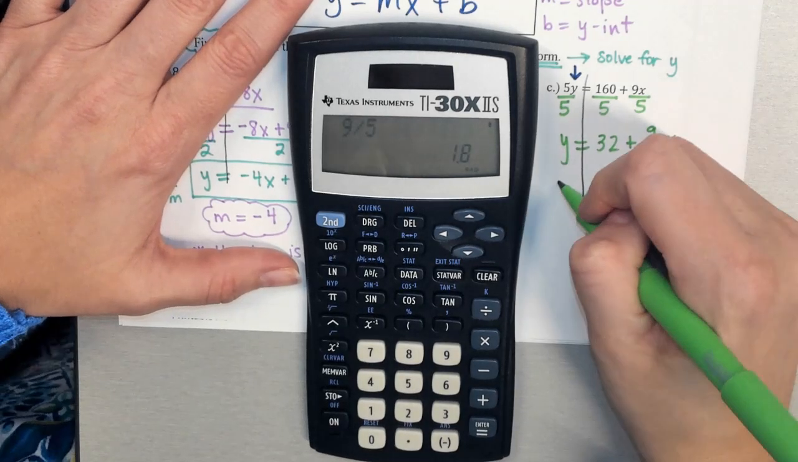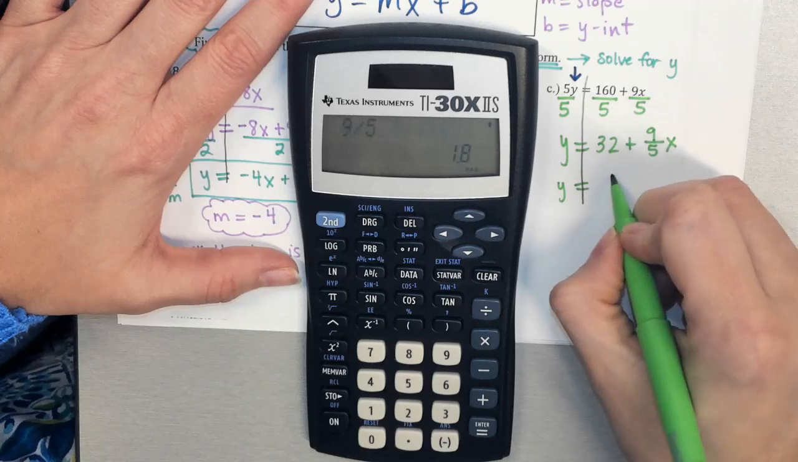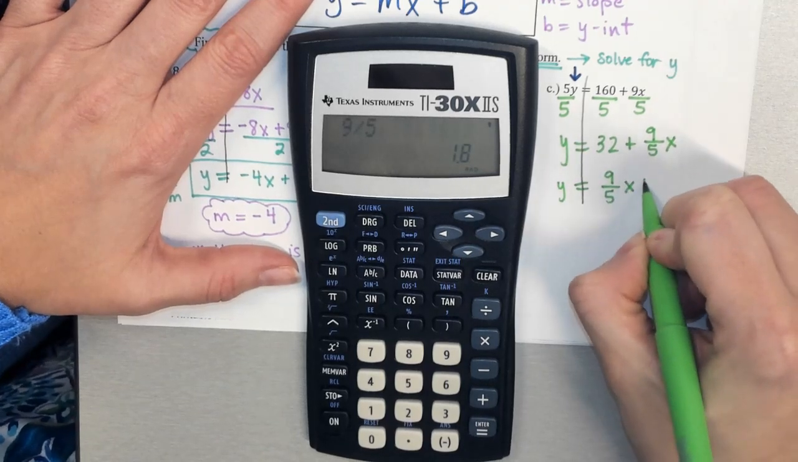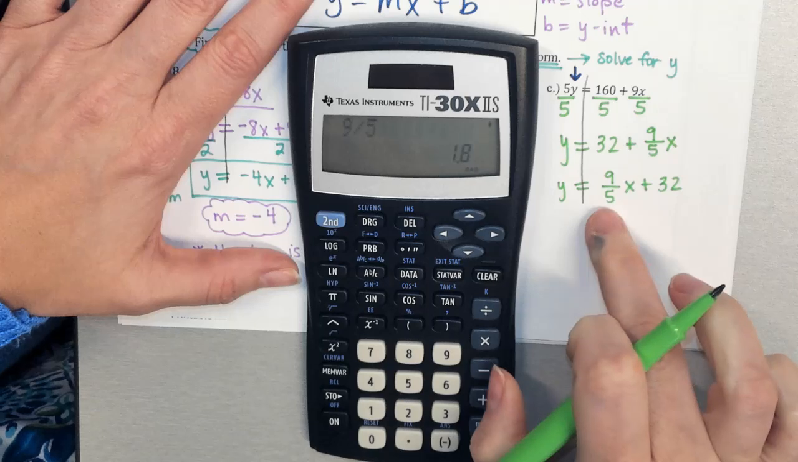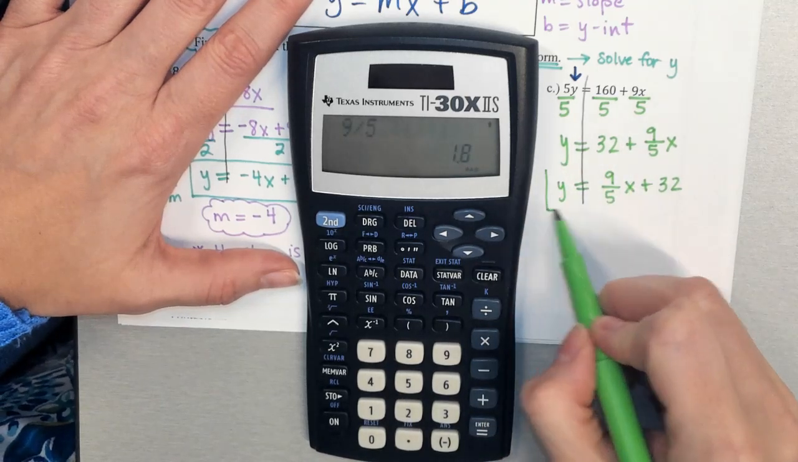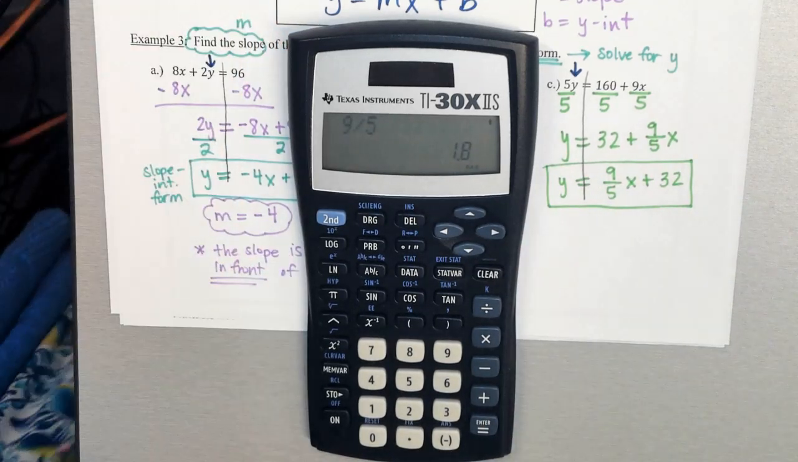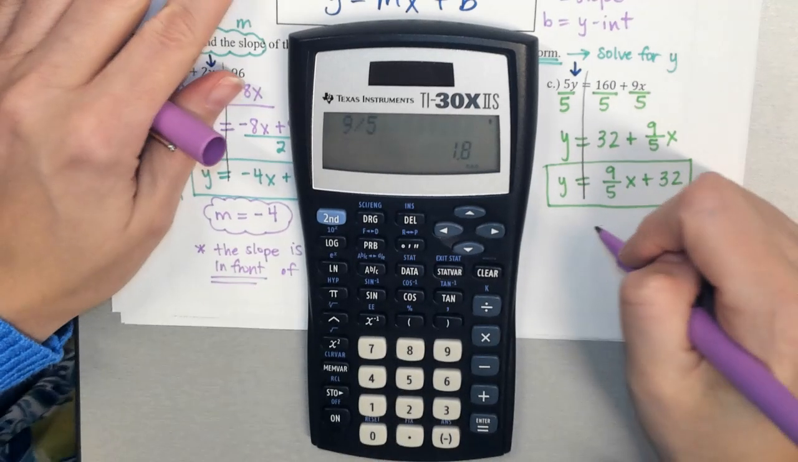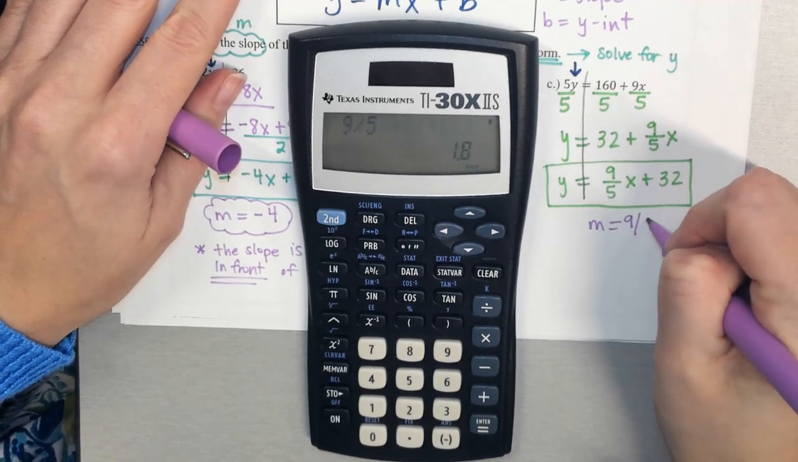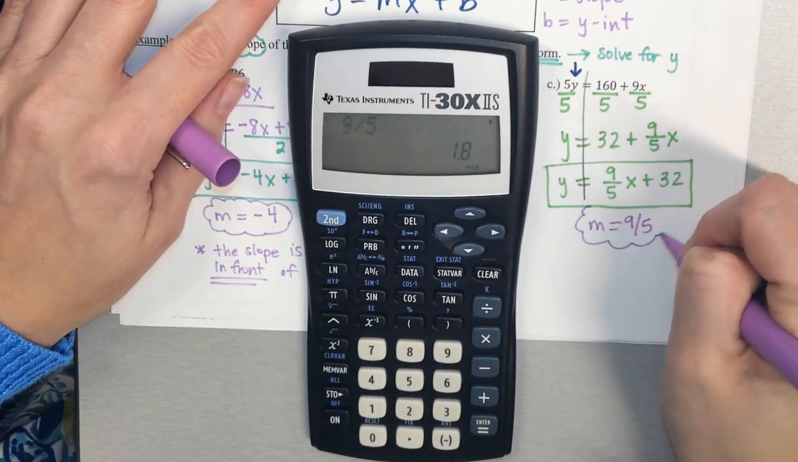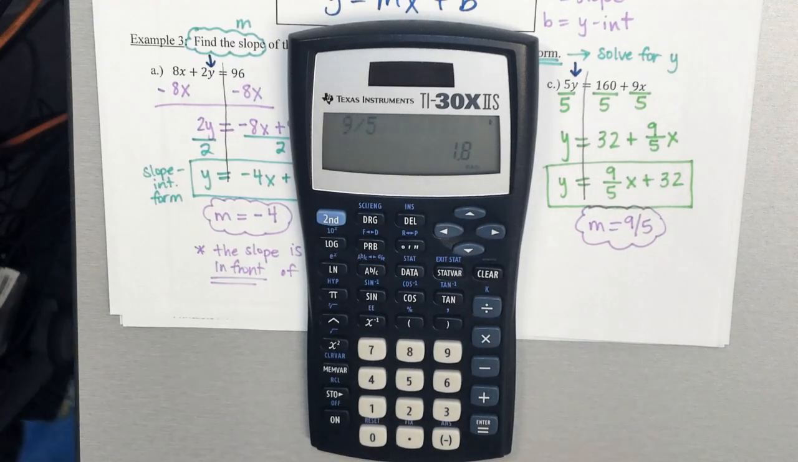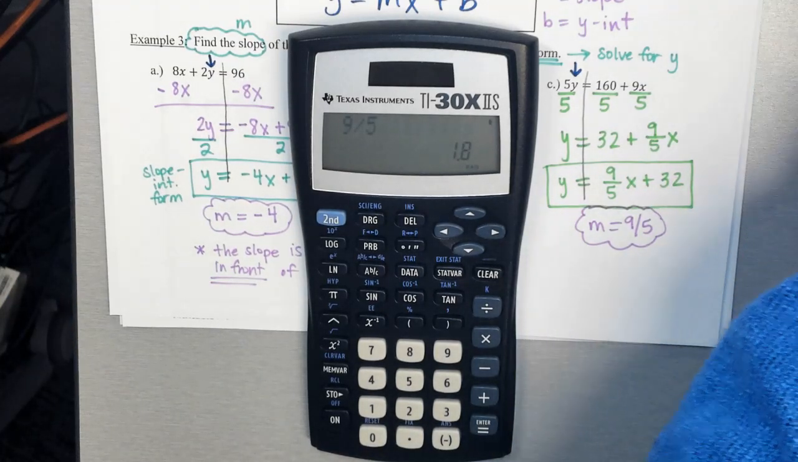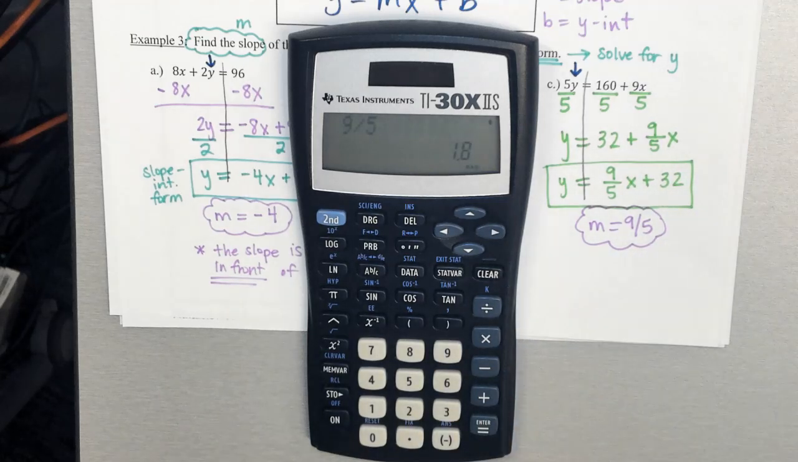And then if I'm writing this in slope-intercept form, I just have to swap places. They're both positive. So I keep this positive and this positive. This is slope-intercept form. And then the m is always in front of your x value. So your m is going to be 9/5. So you're going to leave that as a fraction.